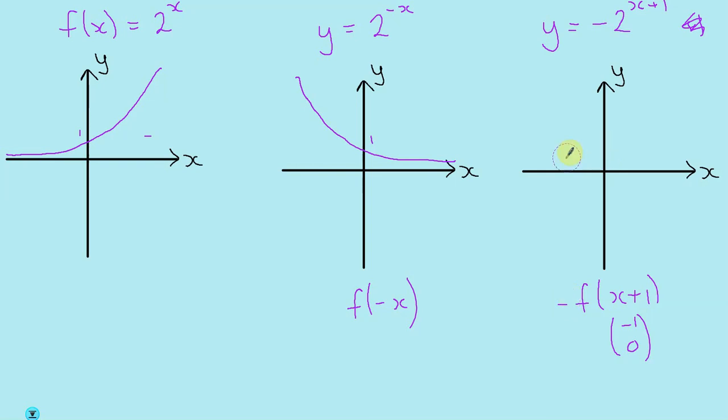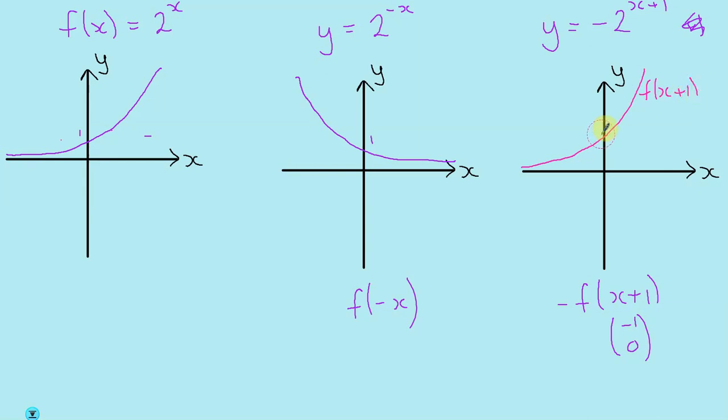So, I'm going to just start off with, so imagine this one here on the left. This point is now going to be here. So this point's actually going to be there. So it's going to look like that. So that would be f of x plus 1.